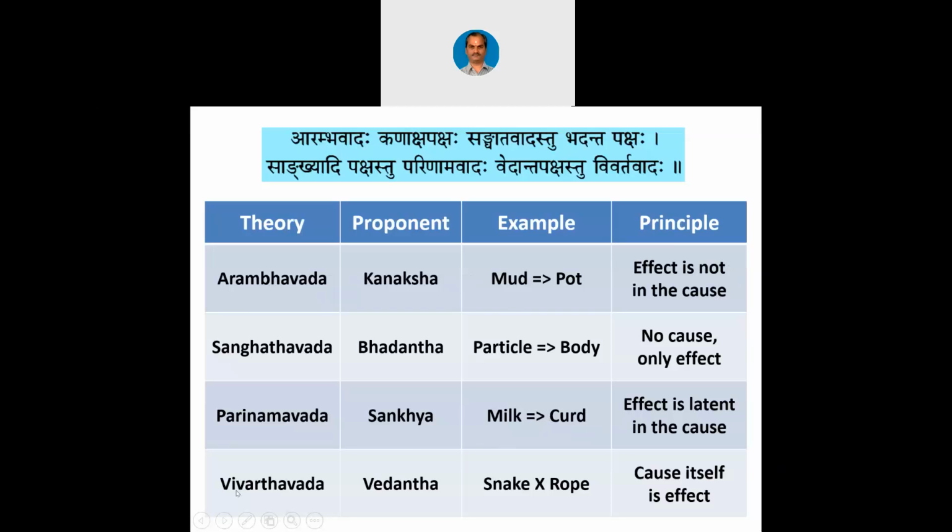Now the last one is Vivartavada. Vivarta means simply transformation. Only a change. It's a transformation. Arambha means beginning. In the beginning there must be mud. Mud will become a pot. Sanghata means combination. Particles will combine, it will become a body. Parinama means result. Milk will result in curd. Vivarta means transformation. And Vivarta is told by Vedanta.